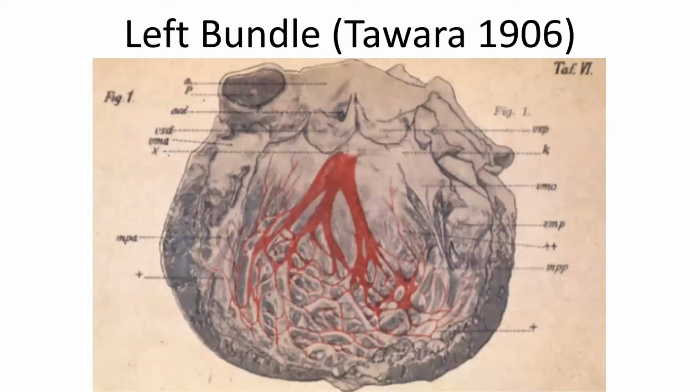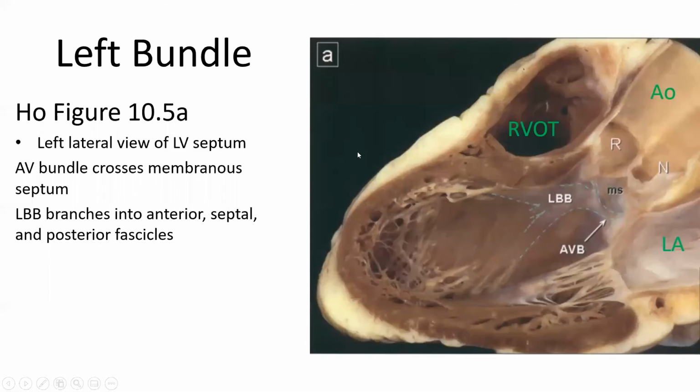This is a drawing from Tawara back when he discovered the AV node, and really shows that very nice reticular Purkinje system with the 3 fascicles, the anterior, septal, and the posterior. And just to point it out, because I can, the right coronary cusp, the non-coronary cusp, the right fibrous trigone here is continuous with the membranous septum with this AV bundle running right along the crest of that muscular septum.